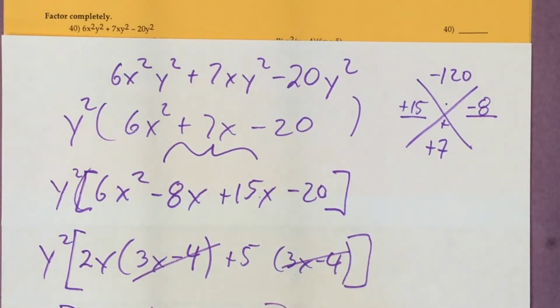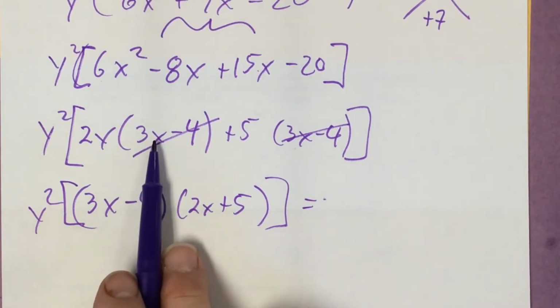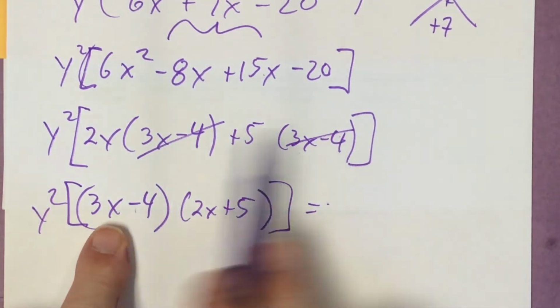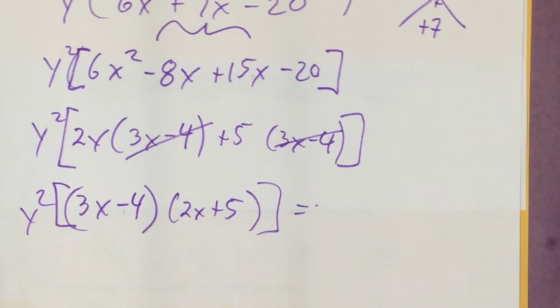Just remember, don't forget the y squared. Now at this point, if you just want to write it as, oops, guys, I apologize, I realized just out of view here. So if I factor out the 3x minus 4 here, it leaves me with 2x plus 5. And that's where that factor comes out of.